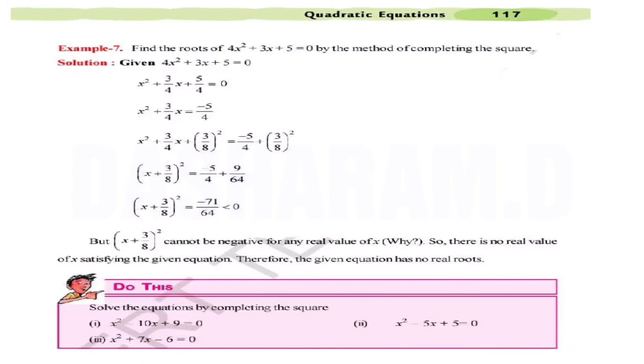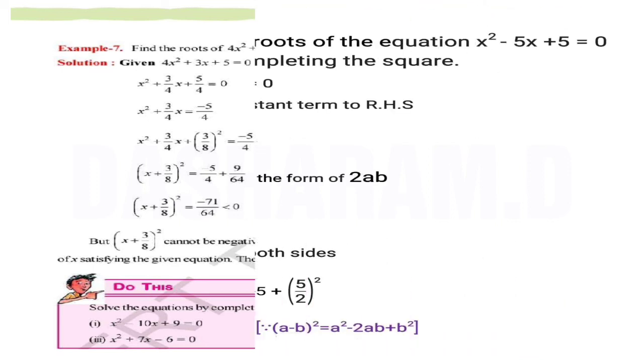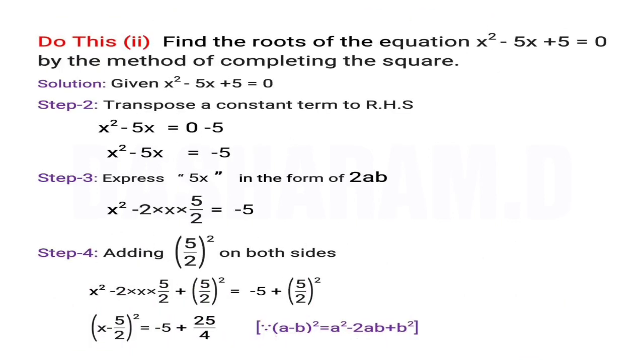On the same page we have one "Do this" bit. Solve the equations by completing the square. There are 3 questions, and I am going to explain the second problem now. The second problem is: find the roots of the equation x² - 5x + 5 = 0 by the method of completing the square. So the given quadratic equation is x² - 5x + 5 = 0.